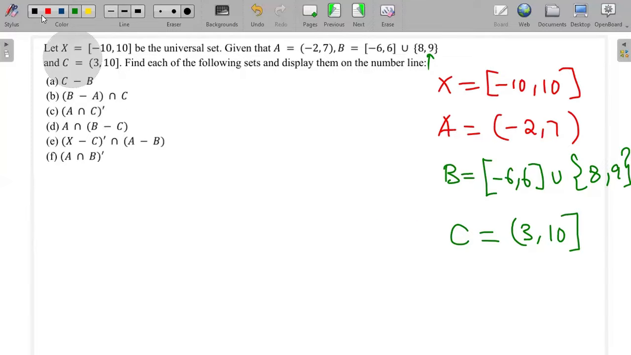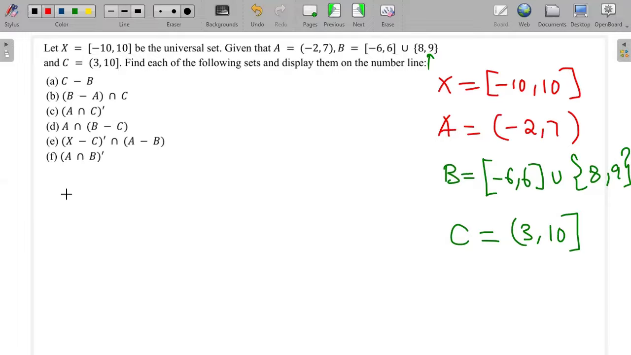Okay, so the question says, find each of the following sets and display them on the number line. To answer such types of questions, you are first going to display them on the number line and then find the set. So you do the opposite of what the question is telling you. The question says find each of the following sets and display them on the number line, but to answer it, you first display them on the number line and then you find the sets.